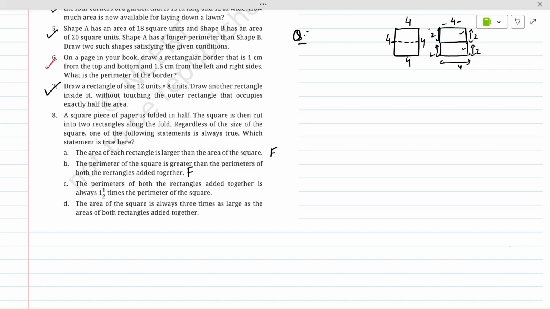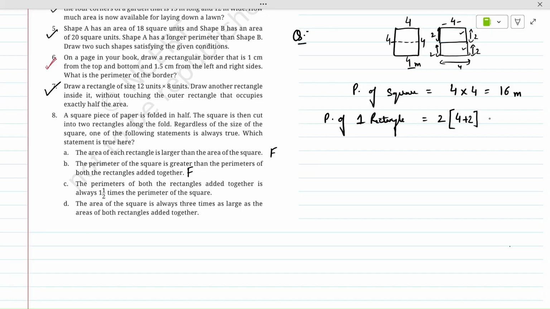Next, what we'll do here, let us find out the perimeter of square. What is the perimeter of square? 4 multiplied by side. Side is 4 only. So this is 16. Let's take the dimension as meter. So this is 16 meter. Now let us find out perimeter of one rectangle. So what is the perimeter of rectangle? It is twice length plus breadth. Length is 4, breadth is 2. 4 plus 2 is 6, into 2 is 12. So 12 meter is the perimeter of one rectangle.